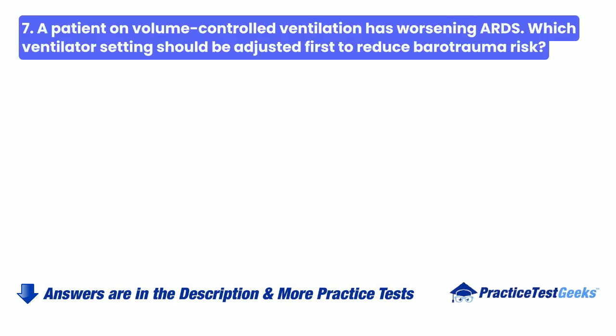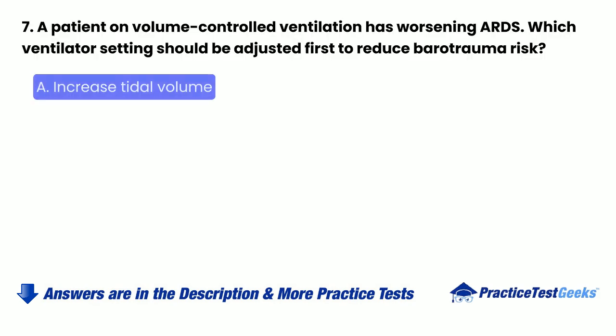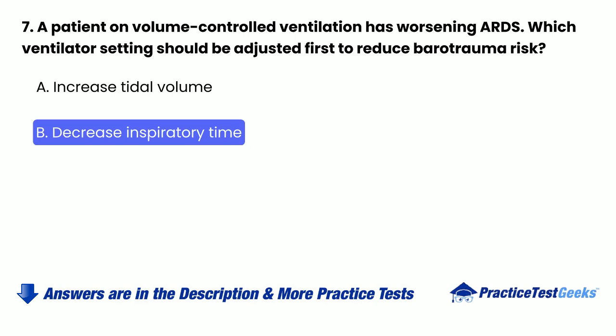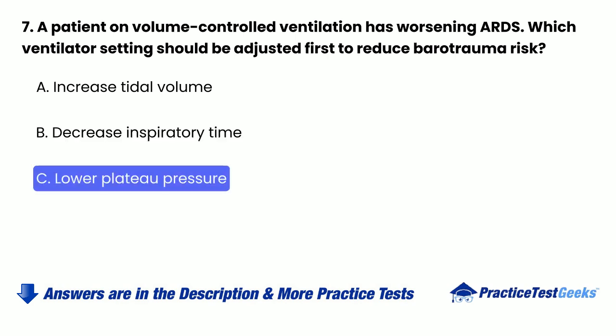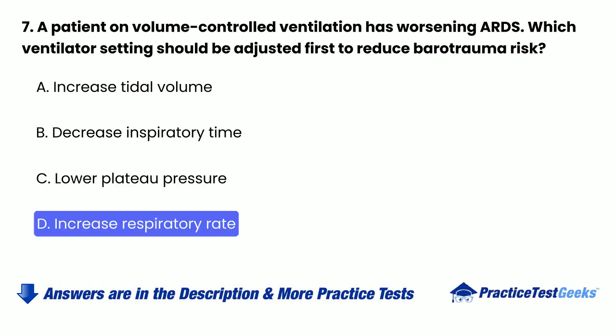7. A patient on volume-controlled ventilation has worsening ARDS. Which ventilator setting should be adjusted first to reduce barotrauma risk? A. Increase tidal volume. B. Decrease inspiratory time. C. Lower plateau pressure. D. Increase respiratory rate.